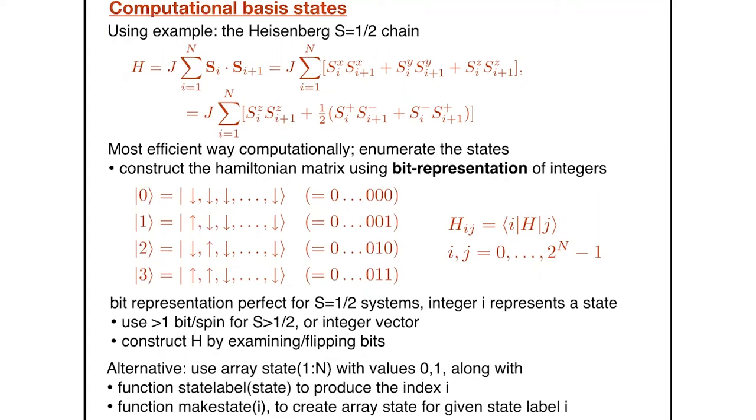Now we don't have to do that. In fact, if we have some systems with a larger local Hilbert space than just a two-level system, or two local states, then maybe we want to do something else. We can still do the bits, but maybe we want to actually just store our states in a vector, and have some functions to extract the state from the vector. By the way, in computer languages, you can access these bits, right? So if you want to know what the spin at some location is, you can examine the bit content of your integer representing the state.